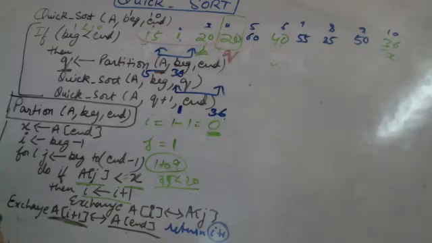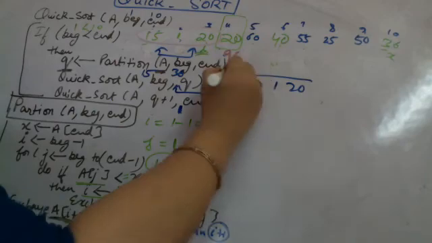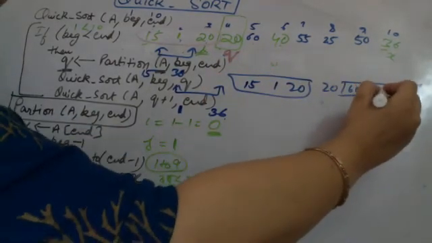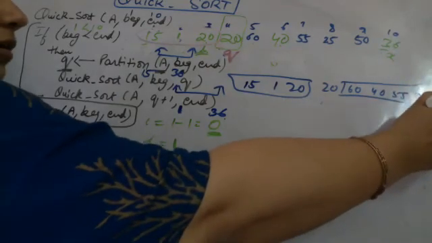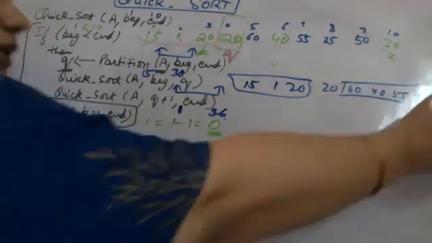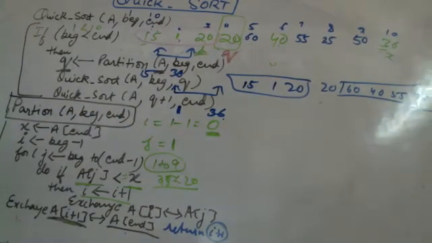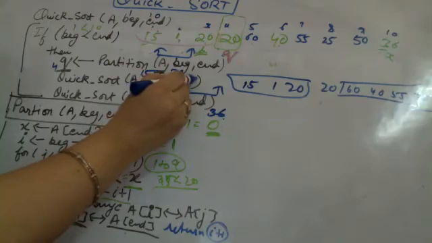That means the left half of the array now is 15, 1, 20. Then I have 20 and then I have 60, 40, 55, 25, 50 and 36. These are the elements greater than 20. I will again be calling quick sort. Now I come back here. Partition के बाद 4 है यहाँ पे. A से beginning से लेके 4 तक I again do the same thing. Sorry, make it Q minus 1.